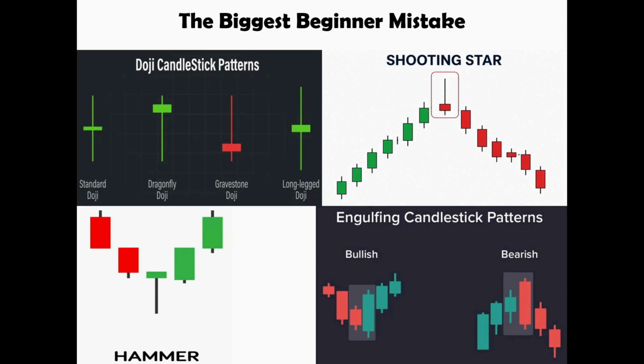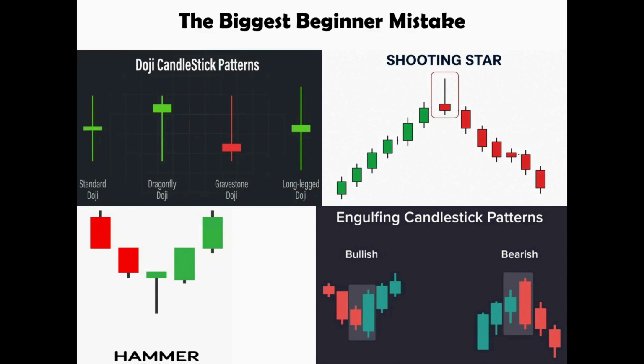The biggest beginner mistake. One of the biggest mistakes beginners make is believing that every hammer means buy, every shooting star means sell, or every doji means a reversal is about to happen. The reality is much more complicated. Candlestick patterns don't exist in isolation. They become meaningful only when viewed in the context of the overall chart.